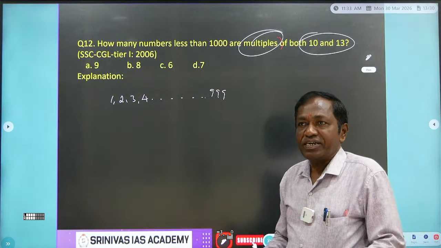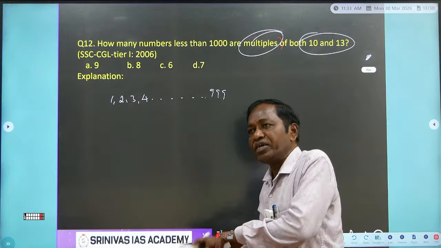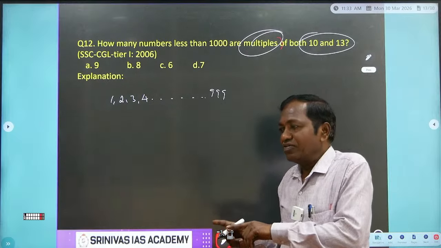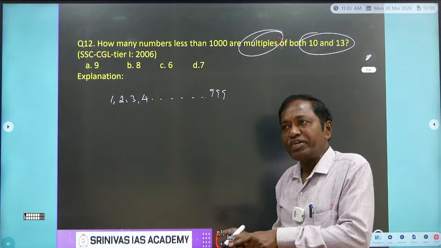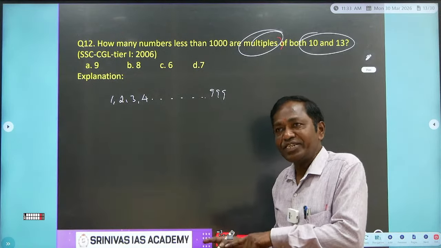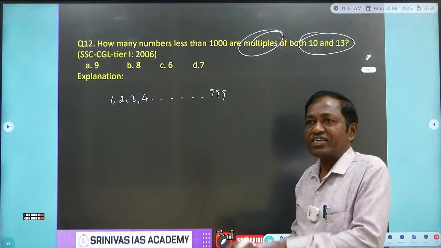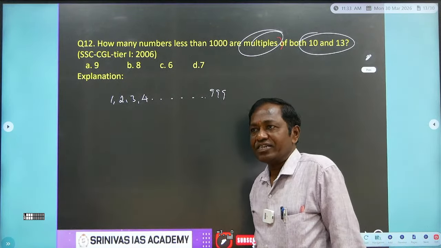What is required to do here? A number is to be multiplied by 10 as well as 13. What is required to be done? No, LCM. A number which is to be multiplied by both the numbers, then what is required? LCM. What is the LCM of 10 and 13?